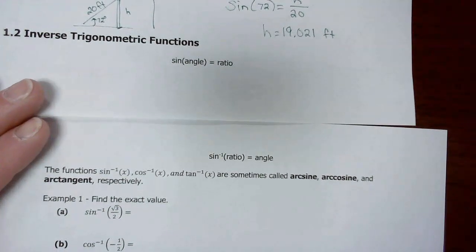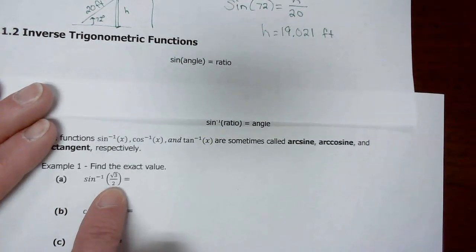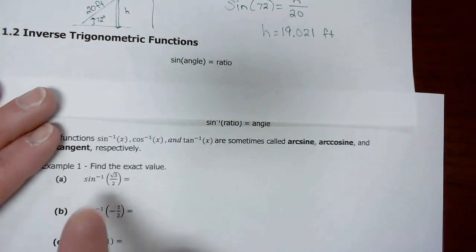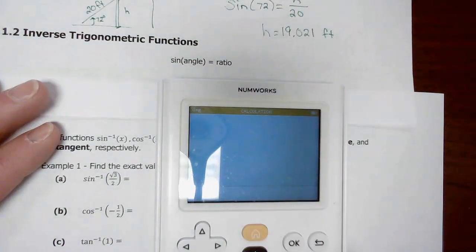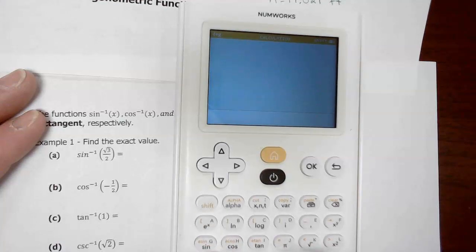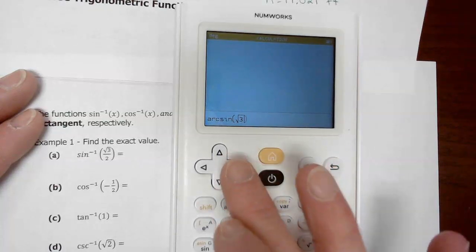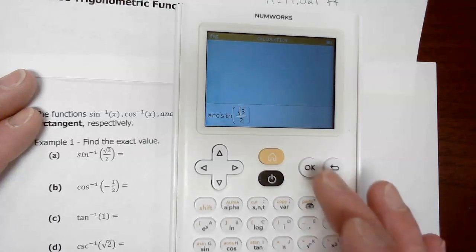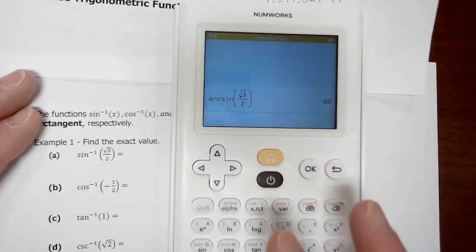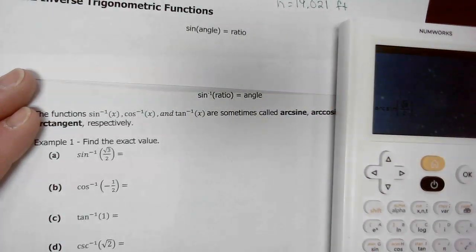So if I wanted to find inverse sine of square root of 3 over 2, that's actually in my calculator going to be A sine, arc sine. So I'm going to press shift sine. See, it says arc sine. And I'm going to type in square root of 3, but I have to press the right arrow to get out of the square root of 3, divided by 2. And it tells me that the angle that gives me that ratio is 60 degrees.